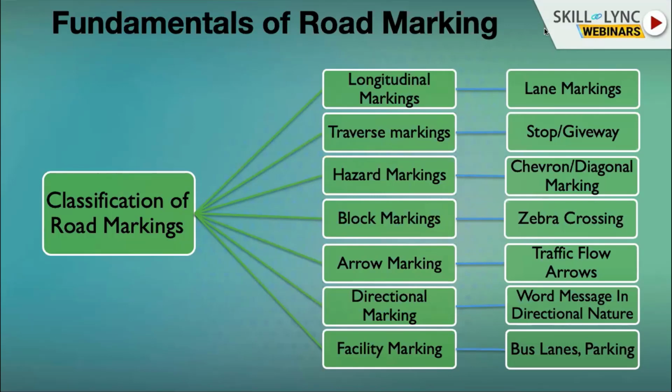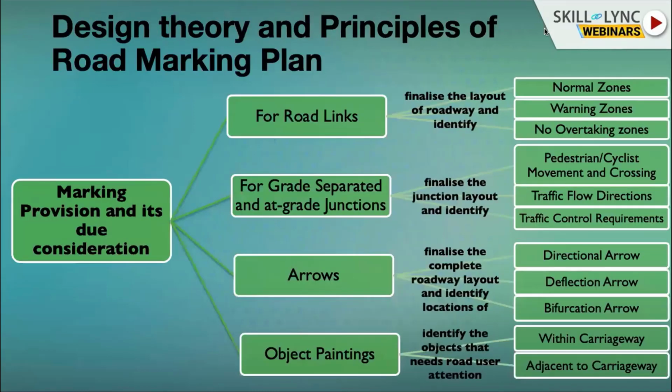They can be classified as arrow markings. These are the directional arrows showing the possible traffic flows along the road. These directional markings can also be accompanied with word messages to provide extra emphasis on the advanced directional signs that we provide. It can also be facility markings like dedicated bus lanes that have been marked as bus lane, and dedicated parking areas that have been marked with.